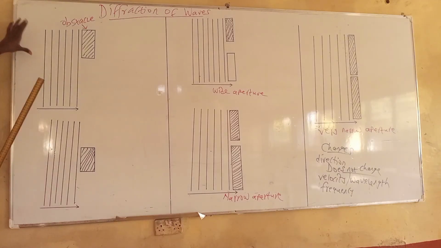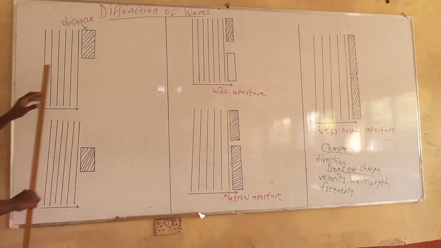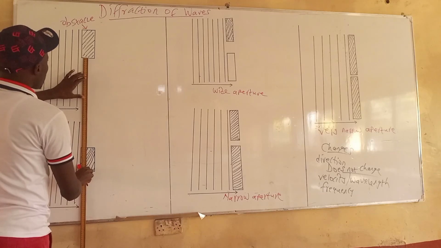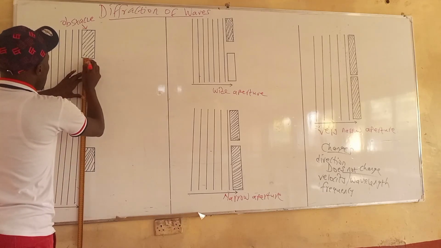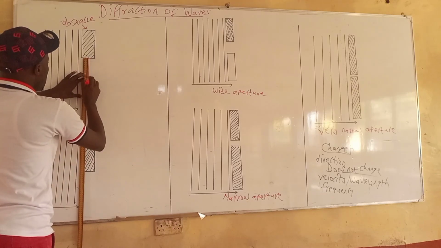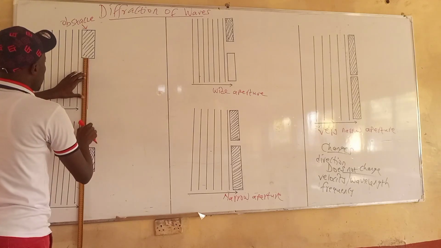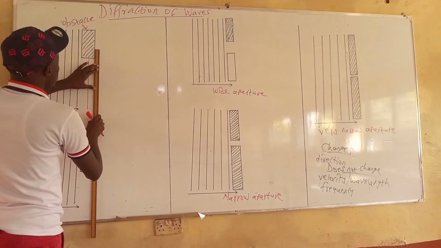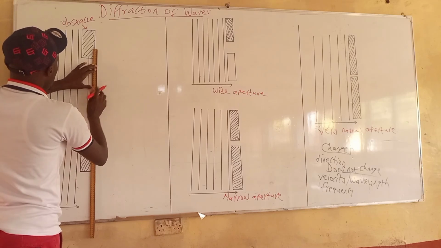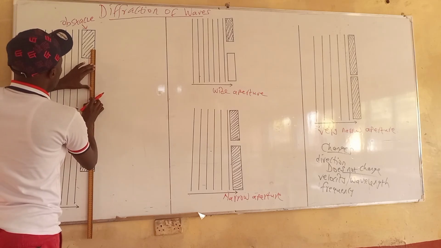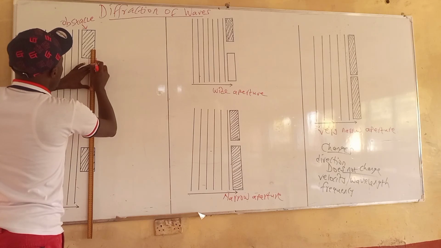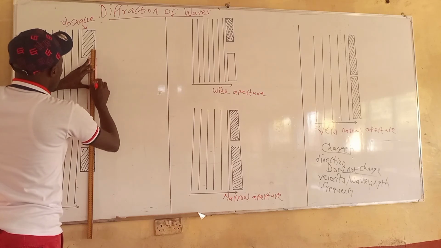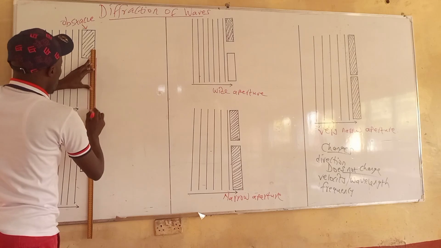So we are going to start with a wave passing through an obstacle. You can see there is an obstacle here, and then there is a plane wave that is incident on the obstacle. So the first wave is going to pass through the middle here. The second wave, remember the wavelength does not change. The second wave passing through there.